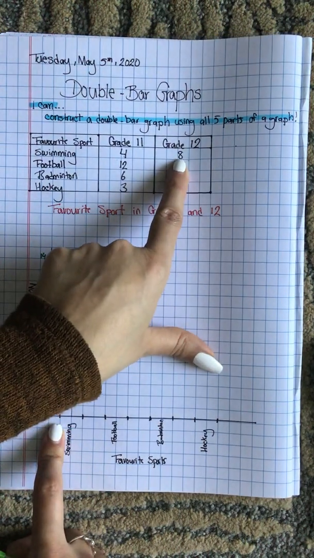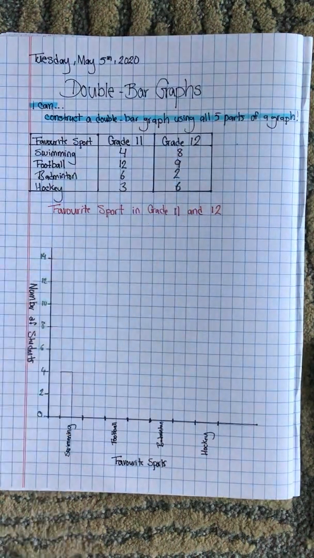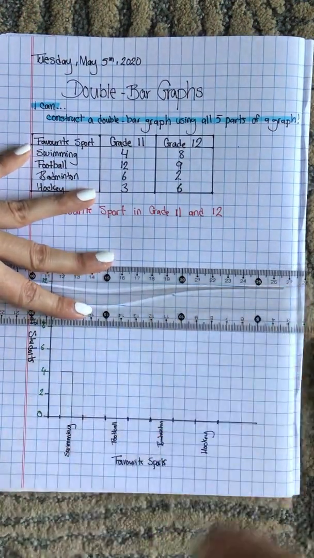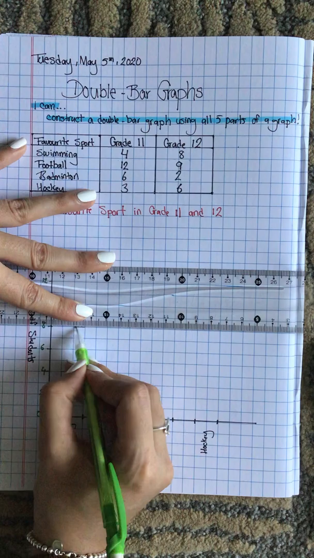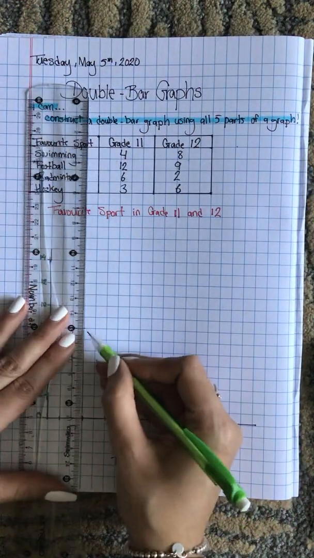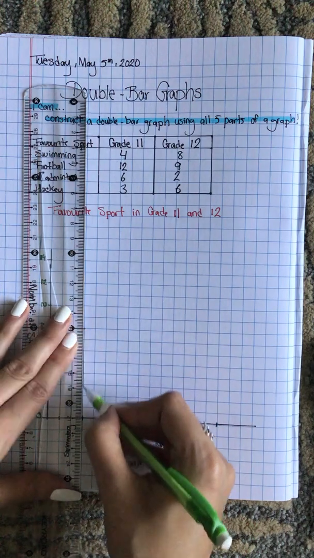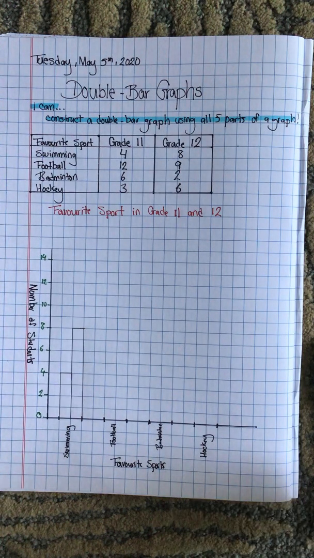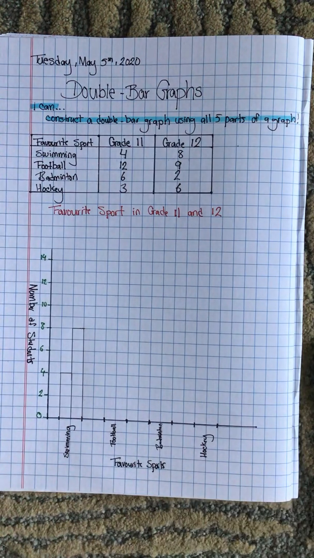And then let's do 8 right next to it for grade 12. So where do I see 8? Okay, 8 is right there. Right next to it, we've got grade 12s. Okay, and now this is where the legend comes in. Do you remember we were discussing the legend? We need to have a legend.